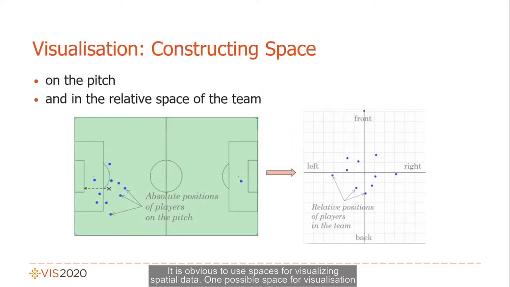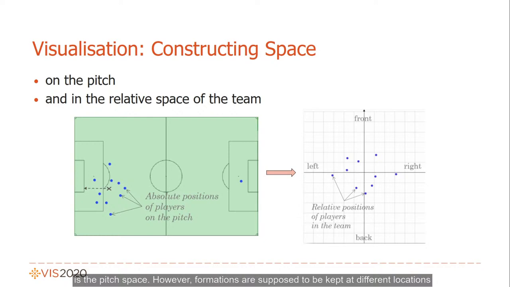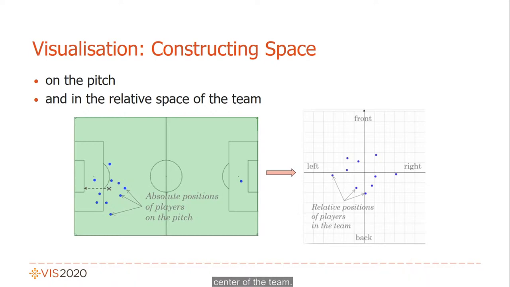It is obvious to use spaces for visualizing spatial data. One possible space for visualization is the pitch space. However, formations are supposed to be kept in different locations on the pitch. Therefore, we introduce a so-called team space where we position all players in respect to the center of the team, excluding the goalkeeper.